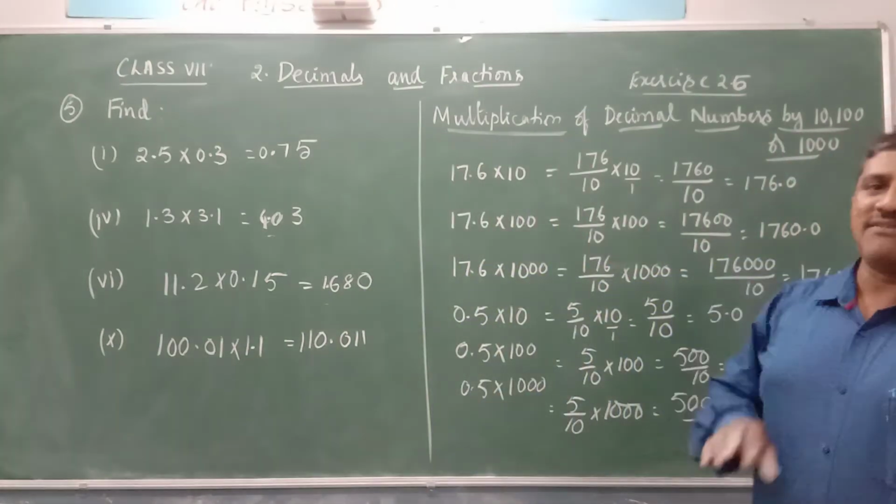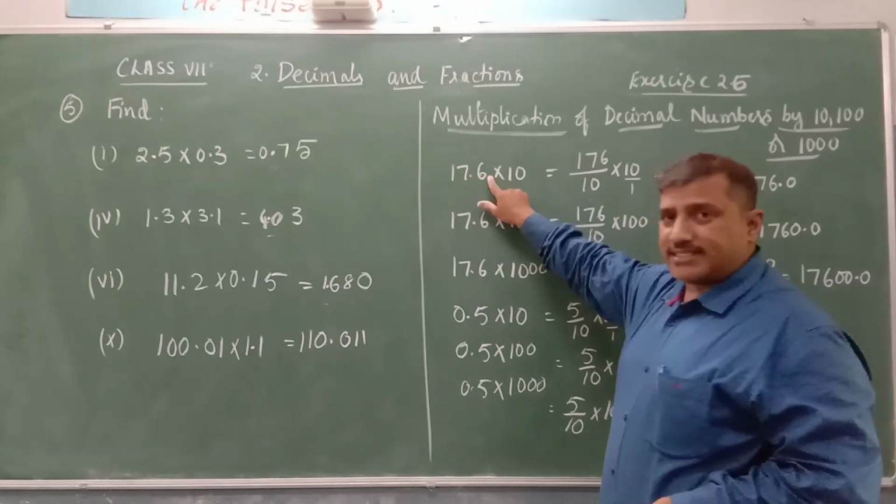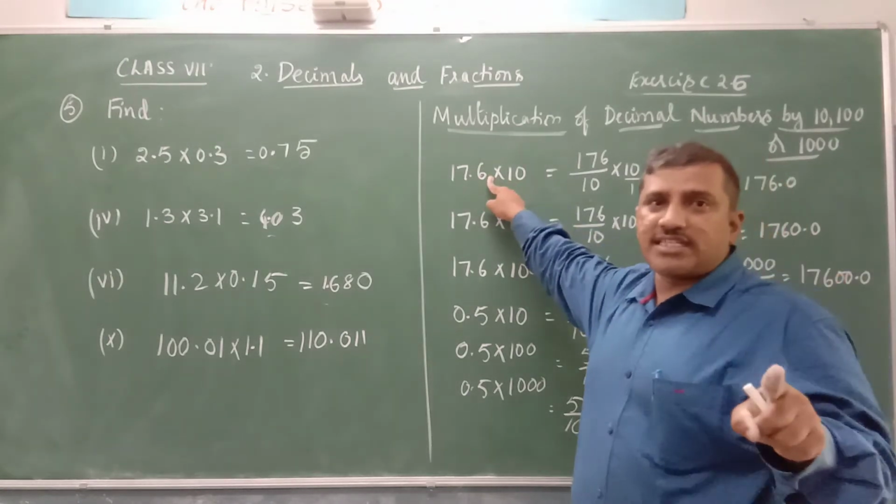When we multiply with 10, the decimal point will move 1 digit from left to right as 10 has 1 zero.